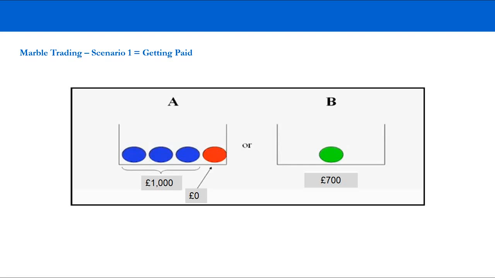Box A or box B? If you put your hand in box A, you pull a blue marble, I pay you £1,000. If you pull the red marble, I pay you nothing. If you put your hand in box B, you obviously pull the green marble, I have to pay you £700. I'll give you another 20 seconds to decide.